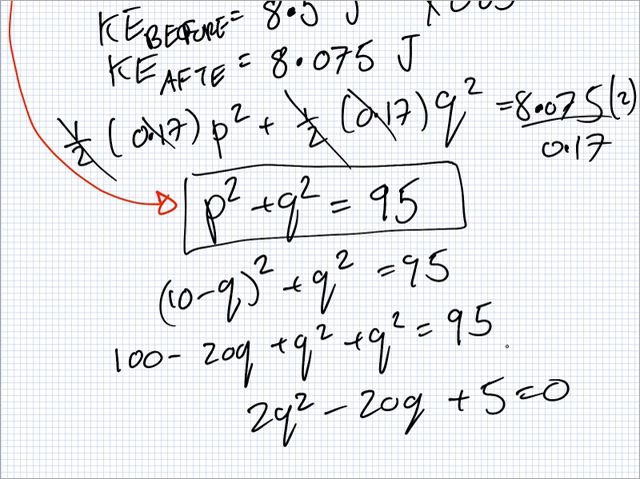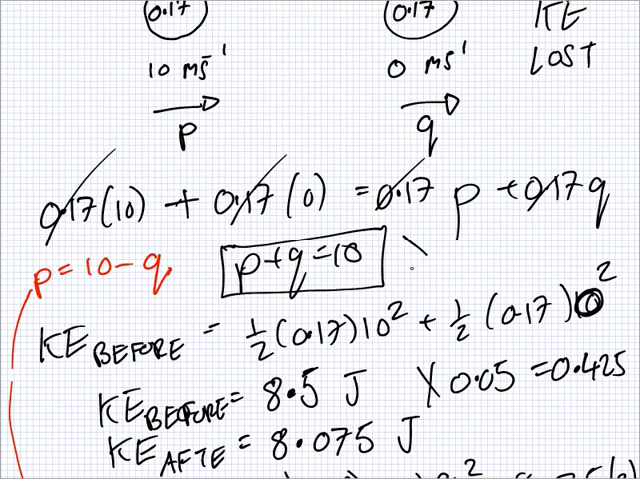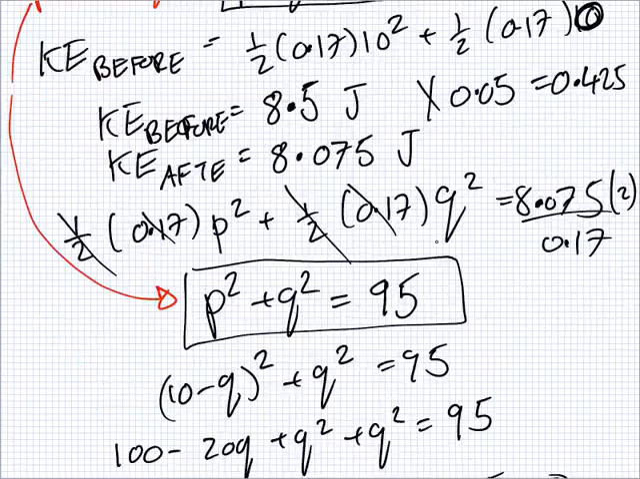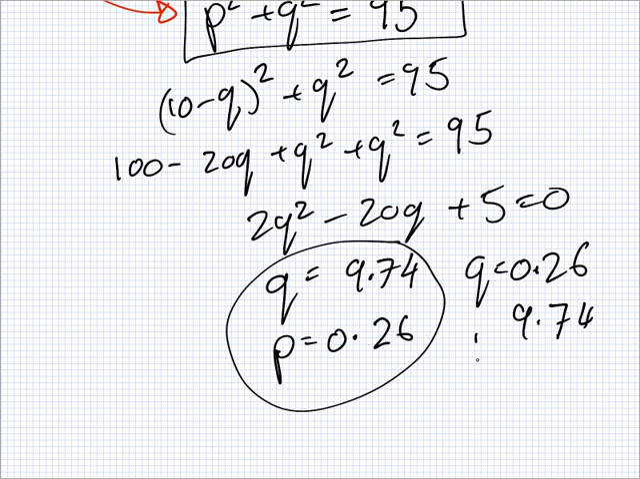Does this have factors? I don't think this has factors. 9.74. It doesn't. Okay, what are your two answers? 9.74 and 0.26. Okay, and then if you go back to this formula, you can get the P easily. P will equal 0.26, and then the Q will equal 9.74. So which is the right one? Is it this one? Or is it this one? Because actually one of them is right and one of them is wrong.